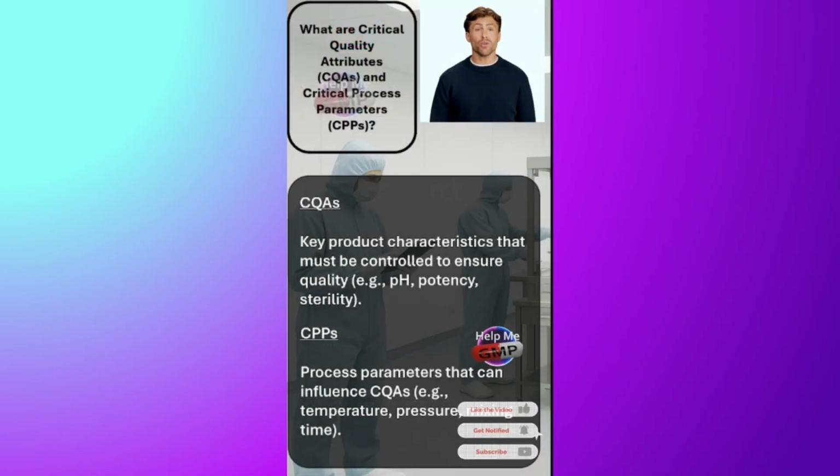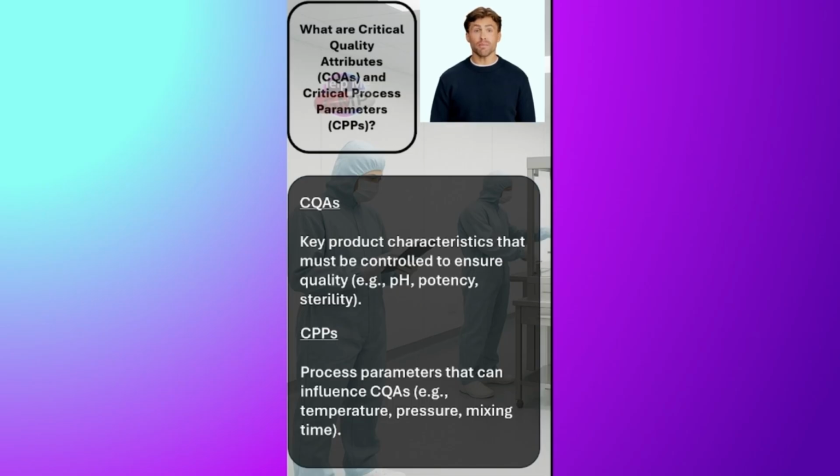What is the difference between critical quality attributes and critical process parameters? Critical quality attributes are the key product characteristics that must be controlled to guarantee quality, things like pH, potency, or sterility. If these slip outside their limits, the medicine might no longer be safe or effective.